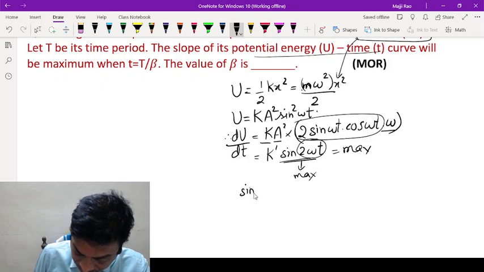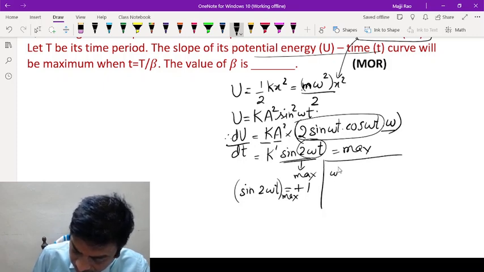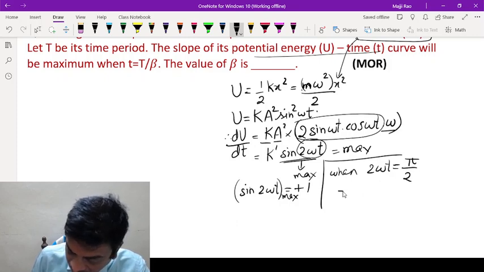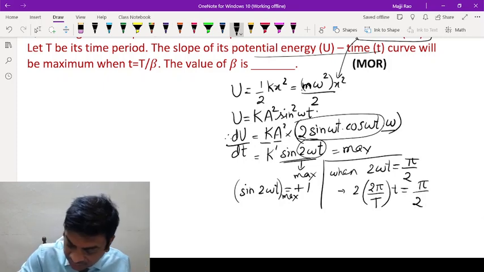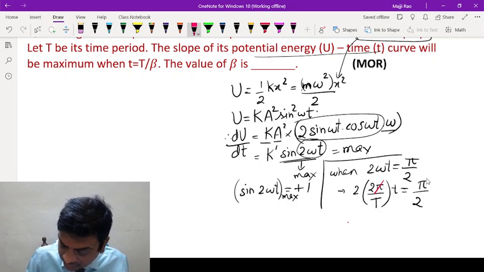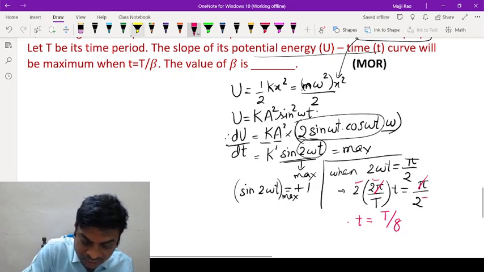So I can write the maximum value as 1 when this angle is pi by 2 radian. Now we all know that omega can be written as 2 pi by capital T. In case of simple harmonic motion, we can always write this. So let us cancel what all things get cancelled here. Only pi gets cancelled, you can see. And accordingly, you have t equal to capital T upon 8. 2 into 2 into 2 is 8. So the correct answer is 8.